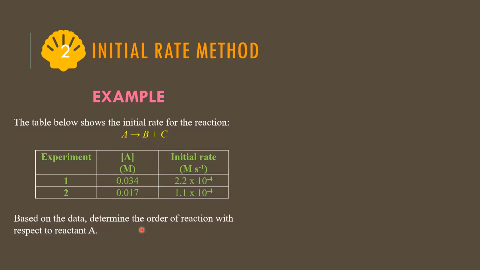Kalau kita jumpa soalan minta cari order of reaction, kemudian dia bagi data, concentration, rate, biasanya dalam bentuk table, method yang paling sesuai untuk kita gunakan adalah initial rate method. Soalan initial rate method ni dia boleh tanya dalam dua bentuk. Bentuk yang pertama adalah single reactant. Kalau kita tengok soalan kita ni, reactant kita ada satu sahaja iaitu A. So ini membawa maksud ianya single reactant.